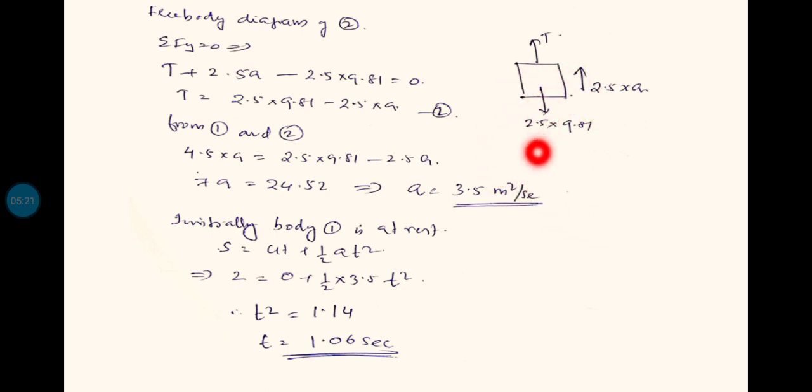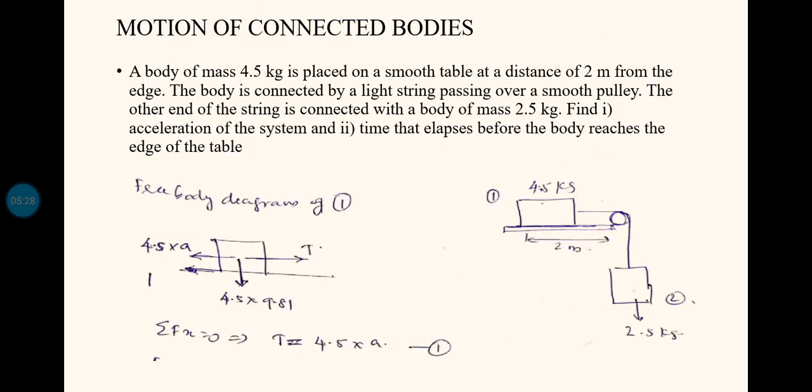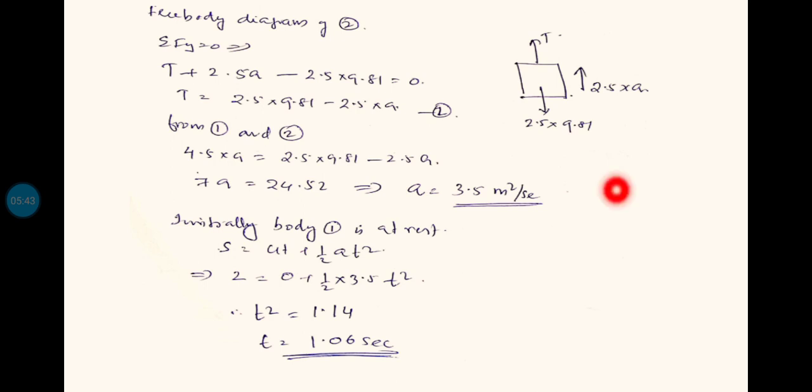The weight will be acting downward. 2.5 into 9.81 is the weight of that body, and of course the tension will be there in the string at the other side. That is, here tension is acting in this direction, here tension will be acting in the opposite direction. Both ends, the tension will always be away from the body. So the tension is acting upward, and as we know the body is moving downward, inertia force we have to apply in the opposite direction to the motion. So I am applying inertia force m into a, 2.5 into a, in the upward direction.